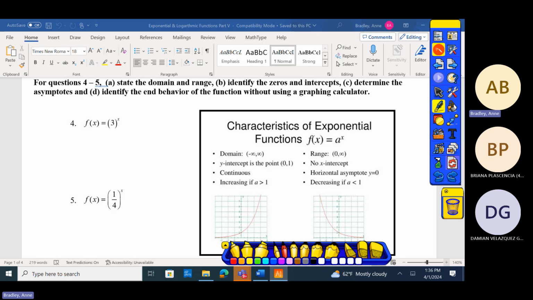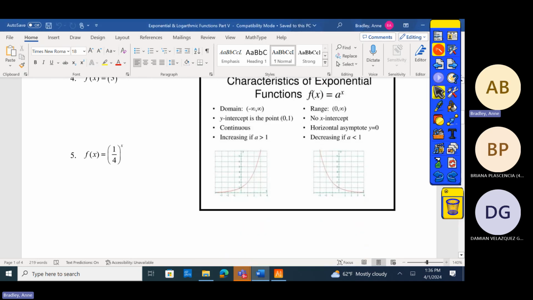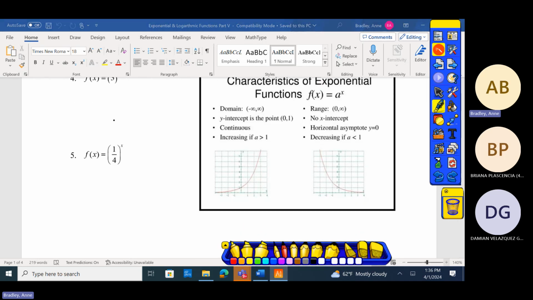Let's take a look at number 5. Now, what's different about number 5 is that value right here is not greater than 1, which means I'm going to need to rely on my second graph to the right. So as it goes from left to right, it's actually decreasing.